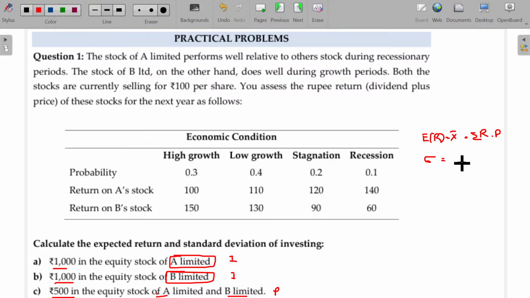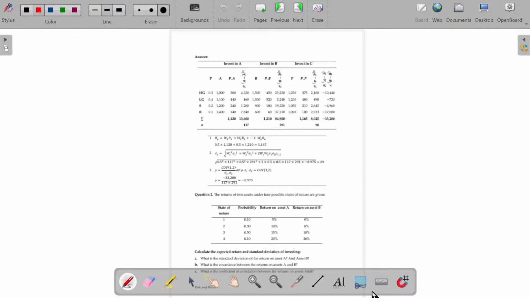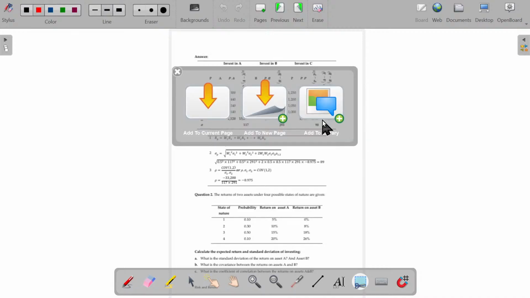How do you calculate the risk here? Risk is nothing but X minus X bar to the power 2 multiplied with the probability, and the summation of this is the variance. Finally, you have to take the root of this. That's how we calculated in the previous illustrations. We have to calculate the expected return and standard deviation for A as well as B. As I already told you, it takes lots of time, so I may just show you the calculations part directly.